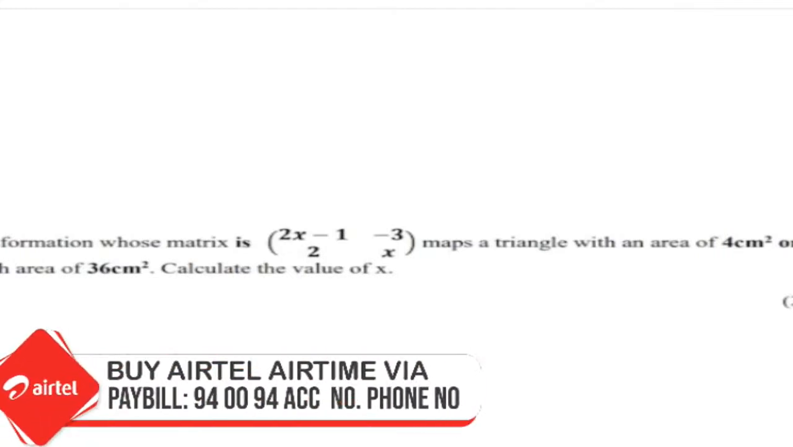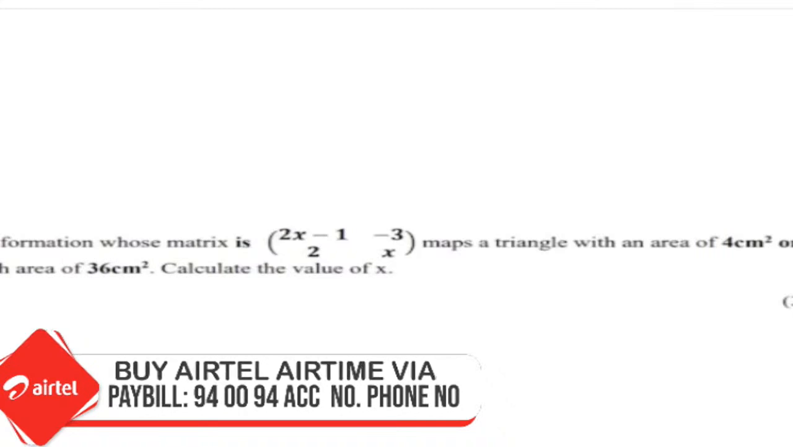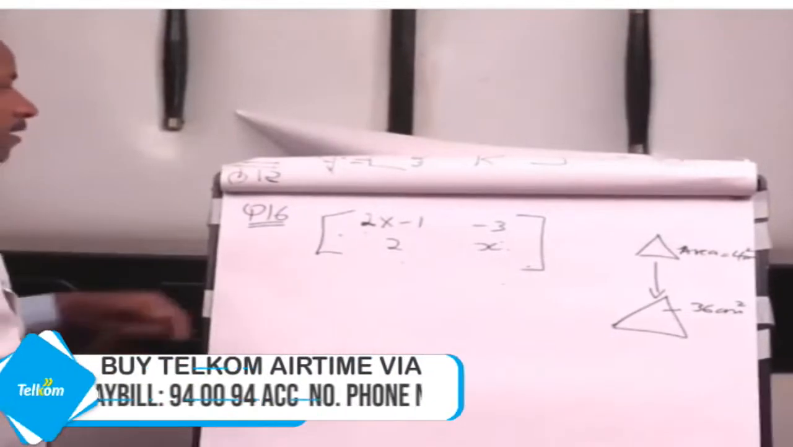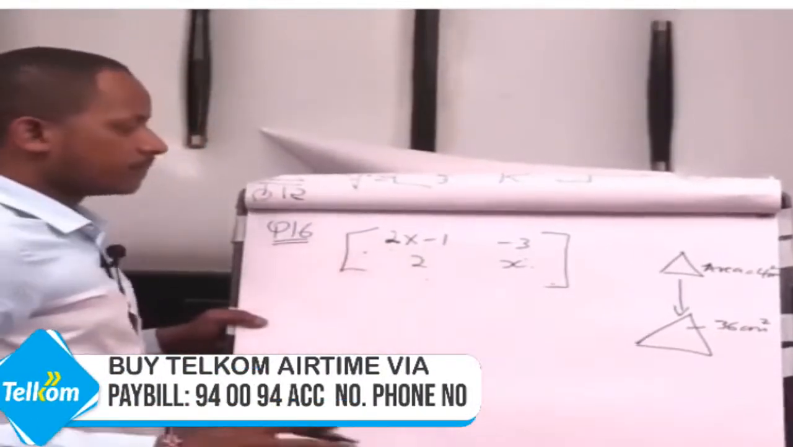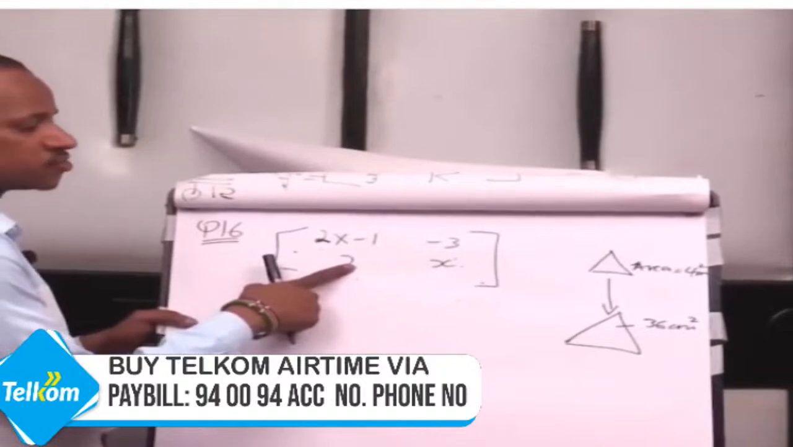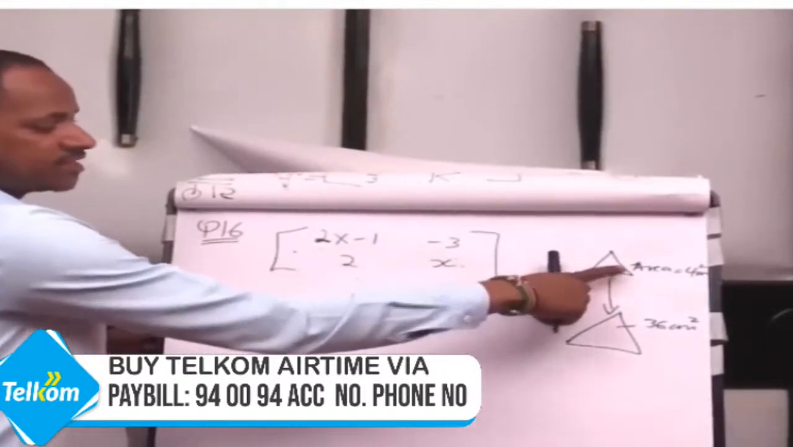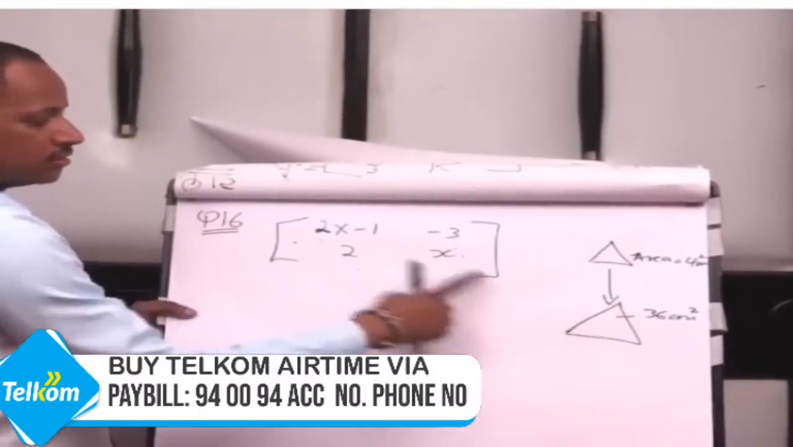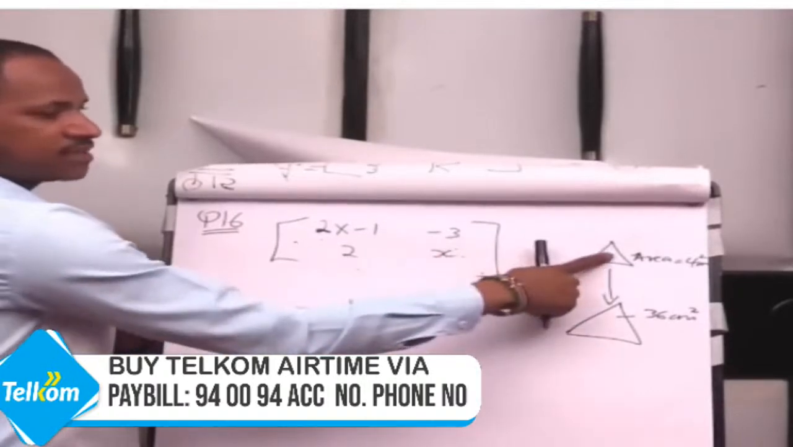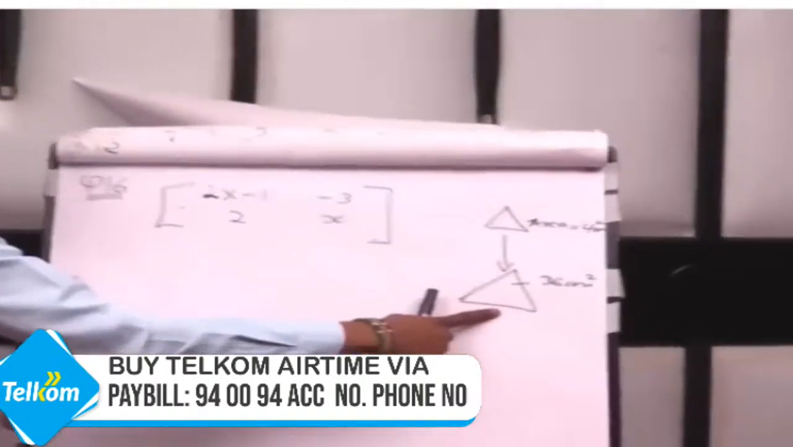4 centimeters squared onto another triangle with an area of 36 centimeters squared. Calculate the value of x. So this is simple. We have a transformation matrix to transform this area object into this image. This matrix transforms the object into an image.